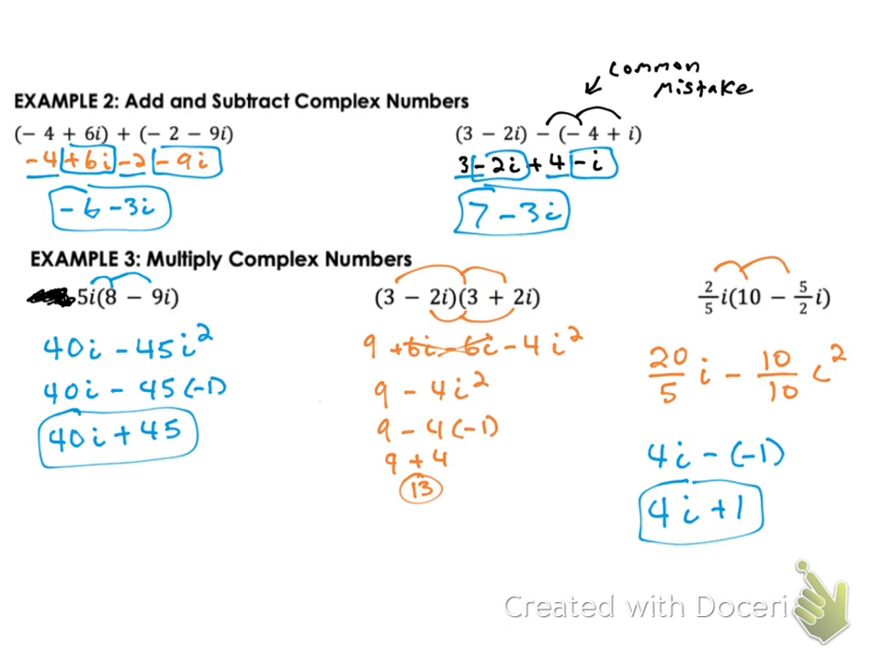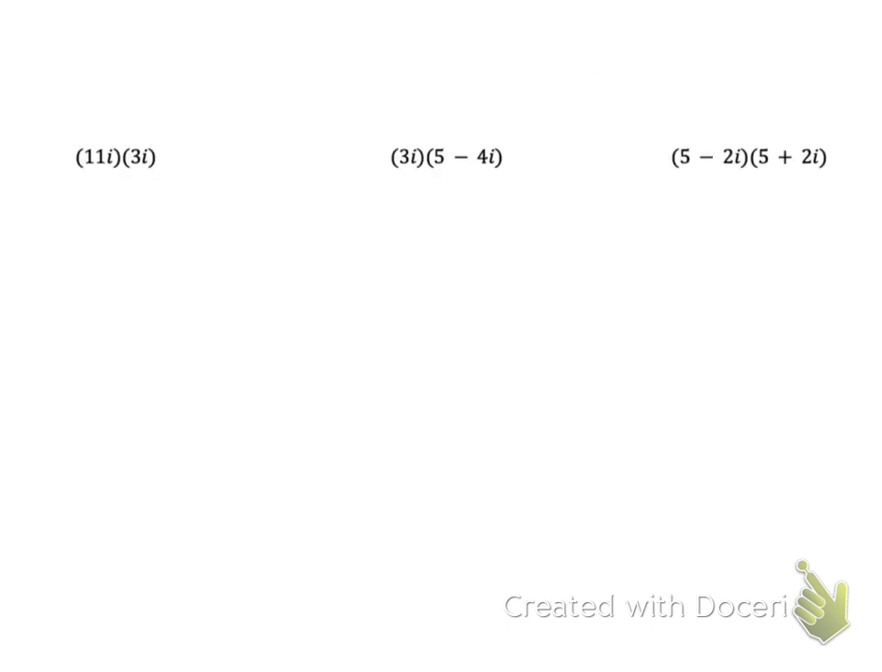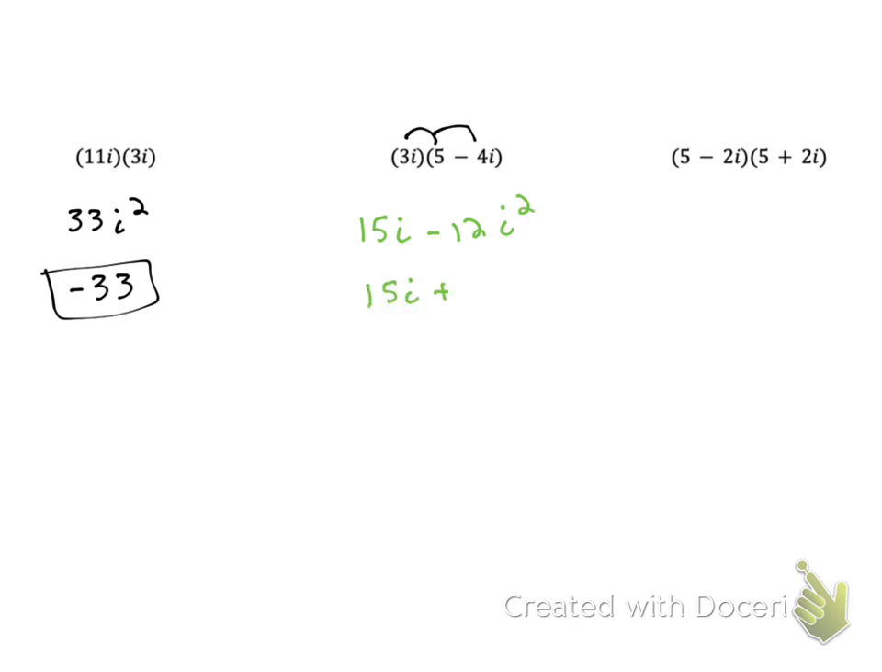All right, try and do the next 3. Monomial times a monomial. That would give us 33i squared, which would give us negative 33. Here we need to distribute. That'd give us 15i minus 12i squared, that would make that 15i plus 12.